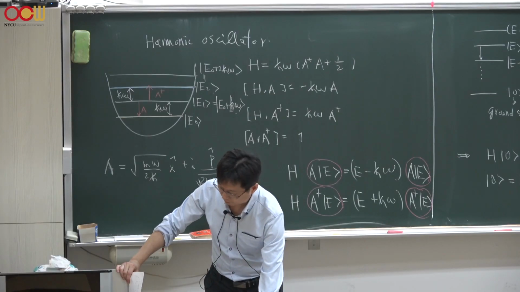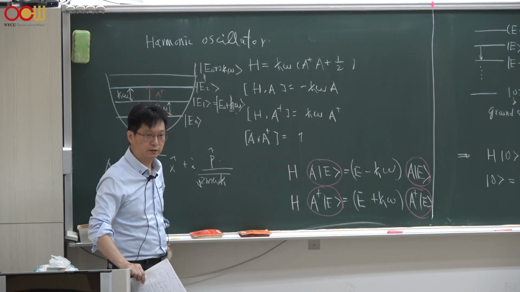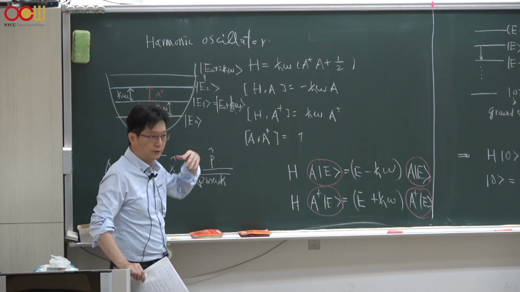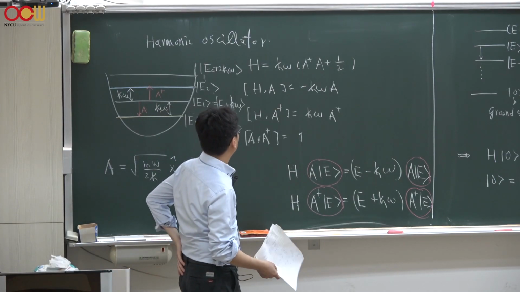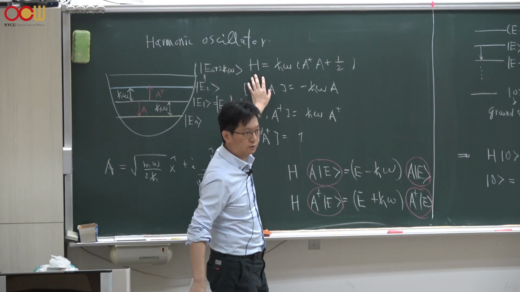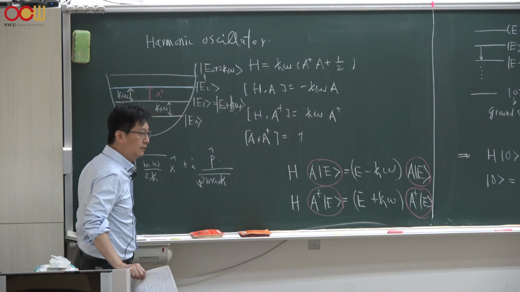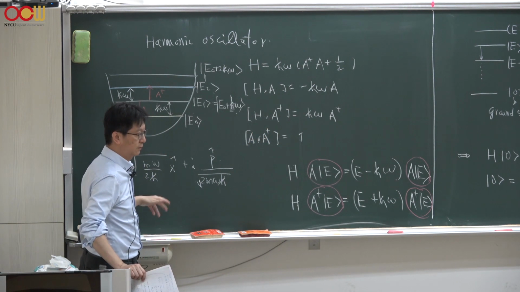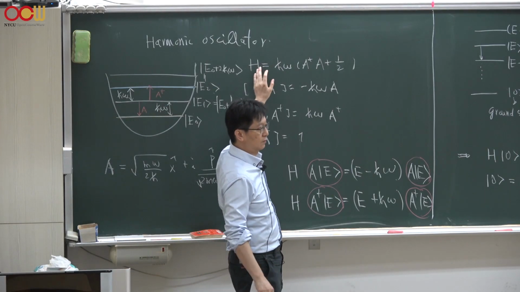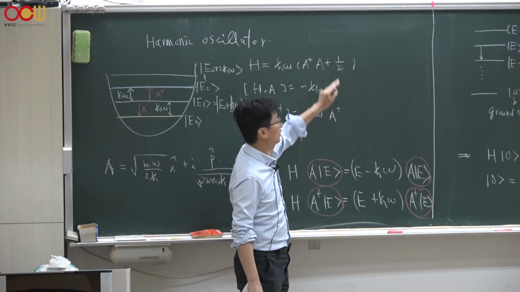So we continue deriving the eigenstates, including eigenenergies and eigenfunctions, of the harmonic oscillator problem by using this operator method. Last time we defined the Hamiltonian of a harmonic oscillator in a different way. We defined the operator A, which is a linear combination of x and iP, and we discovered that the Hamiltonian of a harmonic oscillator is given by h bar omega times A dagger A plus 1/2.